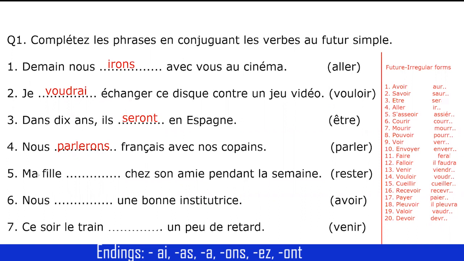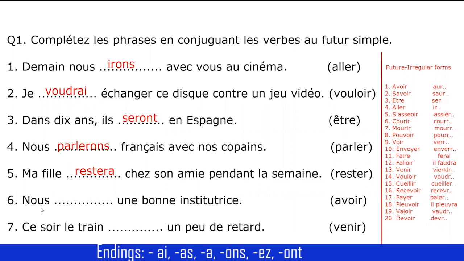The next sentence is: Ma fille dash chez son ami pendant la semaine. Rester is not an irregular verb. So we'll write our stem till R and then we'll put the endings. La fille restera chez son ami pendant la semaine. My daughter will stay at her friend's place during the week.